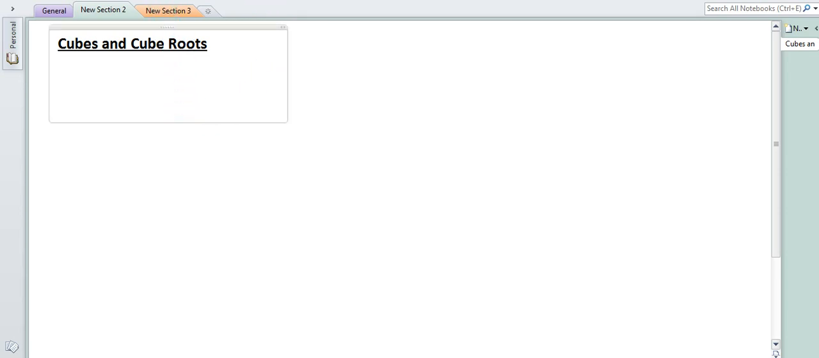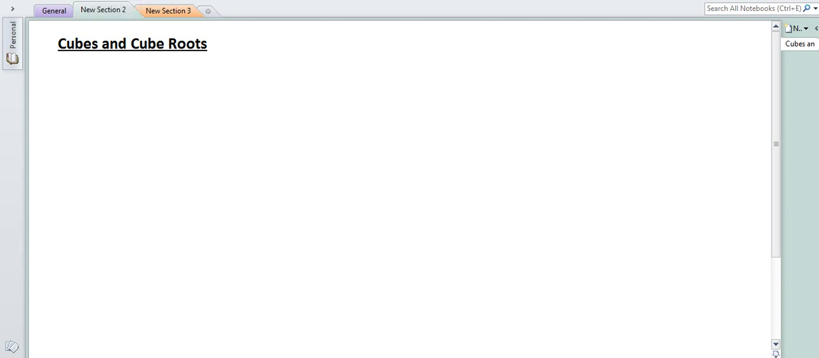Hi everybody, in this video I will talk about the cube and cube roots. In the previous video I talked about the square and square root. If you have no problem with that, it will be very easy for you to learn the cube and cube root. The concept is almost the same, but for cube you just have to multiply one more time compared to square.